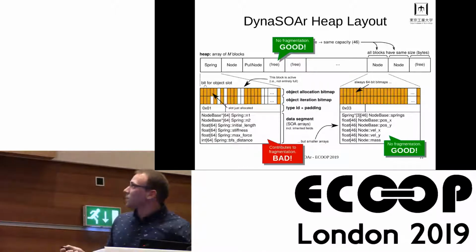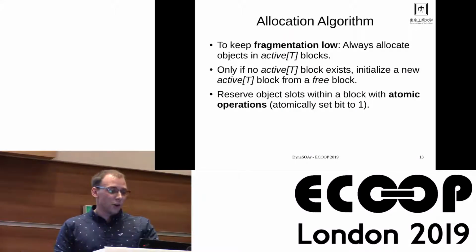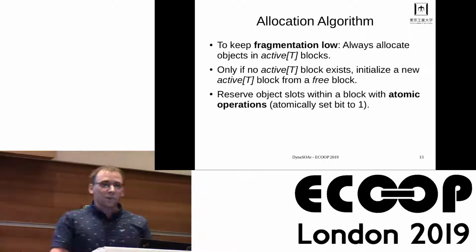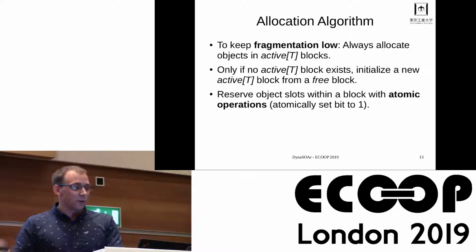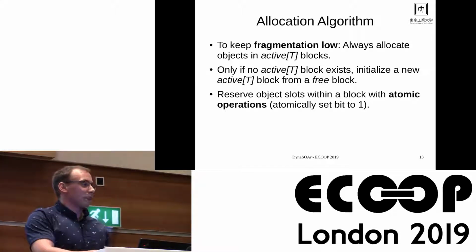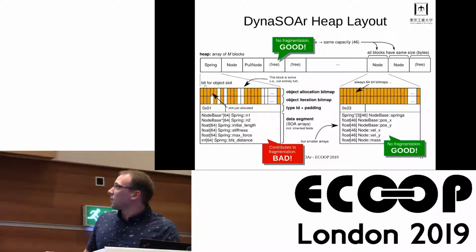In addition, this block is in an active state. Active means it is active for allocations, which means at least one more object can be placed in here. So this block is active. This block is not active because it is 100% full. Now, when we allocate new objects, to keep fragmentation low, we always want to allocate them in active blocks. So when we allocate a new object, we find a block which is active. If no such block exists, then we have to take a free block, initialize it, and turn it into an active and allocated block. Once we have selected a block, we atomically select a bit in this bitmap and set it to 1 with an atomic operation. That is how we reserve an object slot.